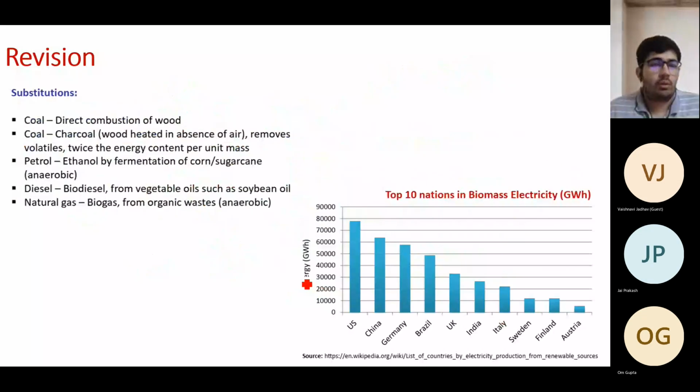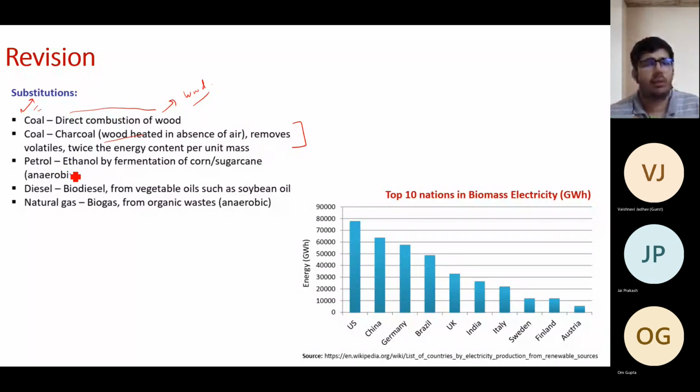So what are the substitutions? Like for coal, suppose we are using coal to generate heat, and that heat can be used to generate steam. So instead of coal, we can directly use wood. Or we can use charcoal, wood heated in the absence of air. Charcoal removes volatiles and has twice the energy content per unit mass. So charcoal has twice the energy content of wood.